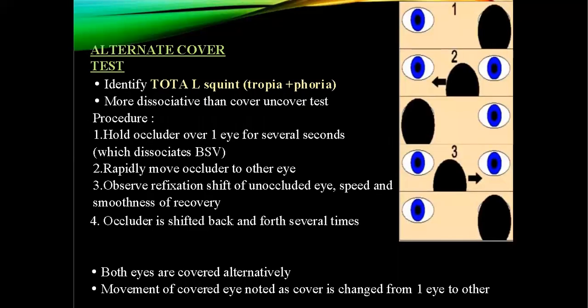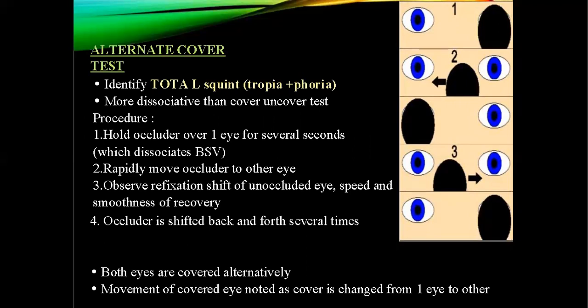Now the alternate cover test. Here we want to see which eye is dominant. The patient is already giving a history of squint and says, मेरे दोनों eyes deviate होते हैं. So we cover both eyes alternately and we observe the movement and fixation of the eyes. For example, if the right eye is dominant, then the right eye will take fixation more readily and the fixation will be maintained for longer in the right eye as compared to the left eye. So this is called the alternate cover test.